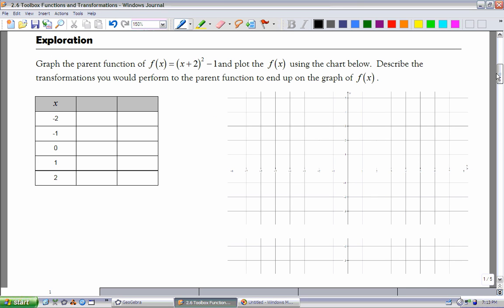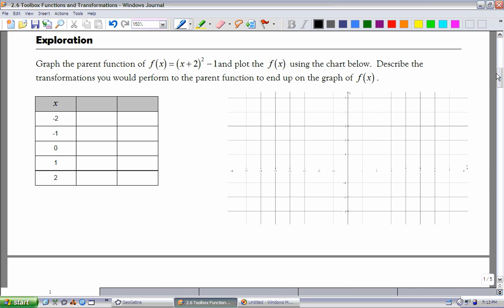Okay, let's take a look at a quick problem here. Graph the parent function of f(x) = (x + 2) quantity squared minus 1 and the function f using the chart below. Describe the transformations that you would perform to the parent function to end up on the graph of f of x. Okay, first off, we need to identify the parent function of f. In this case, we have a squared here, so that kind of tips us off that our parent function, which for just this example I'll refer to as p of x, is x squared.